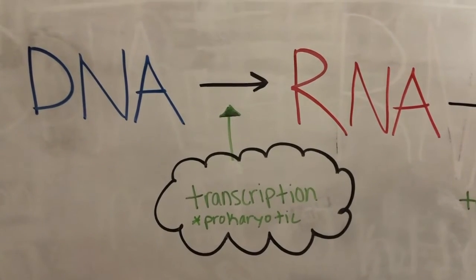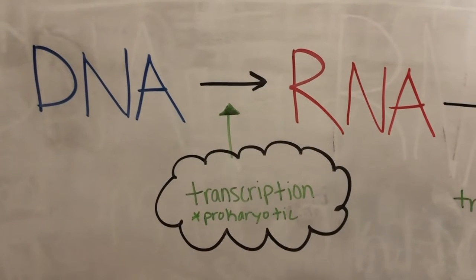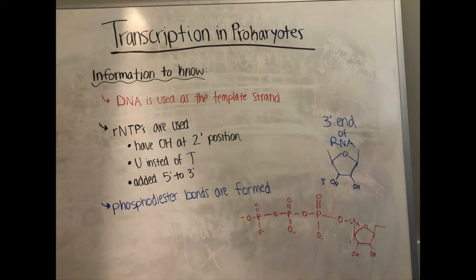In this video, we will solely be focusing on the transcription in prokaryotes. Some information that is important to know is that DNA is always used as a template, and RNA grows 5' to 3'. rNTPs are used and have an OH at the 2' position, and uracil is used instead of thymine.